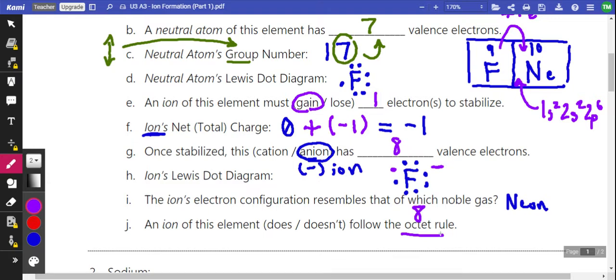So octet stands for 8. And specifically, we're trying to get 8 valence electrons. I'm going to do VE for valence electrons. And remember, a valence electron is no different than any other kind of electron. It's just an electron that's farther out in the nucleus, or in the electron cloud. Okay, so an ion of this element ends up with 8 valence electrons, so it follows the octet rule. It has 8 valence electrons. That's all you really need to achieve to follow the octet rule. So this element does follow the octet rule. Okay, so that's an example of making a negative ion, an anion, like what fluorine does to be like neon's electron configuration. That's not the only way we can make ions, so let's look at another example.